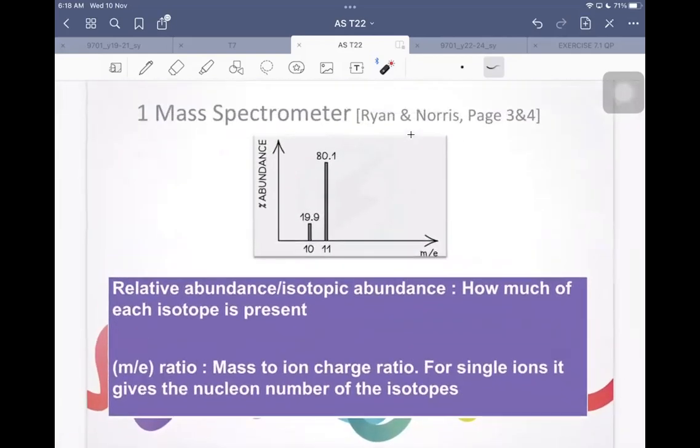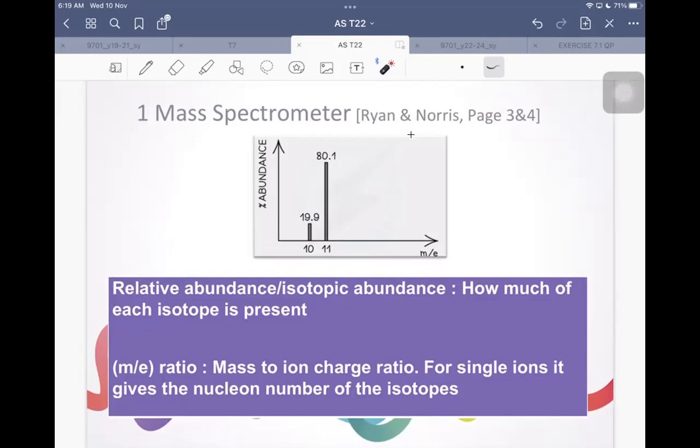This is the definition of relative abundance, sometimes called isotopic abundance. It's how much of each isotope is present. That is the simplest definition we can give you of relative abundance or isotopic abundance, or sometimes just abundance. The m/e ratio is the mass to ion charge ratio. I would just call it the mass to charge ratio. For single ions, it gives the nucleon number of the isotopes.